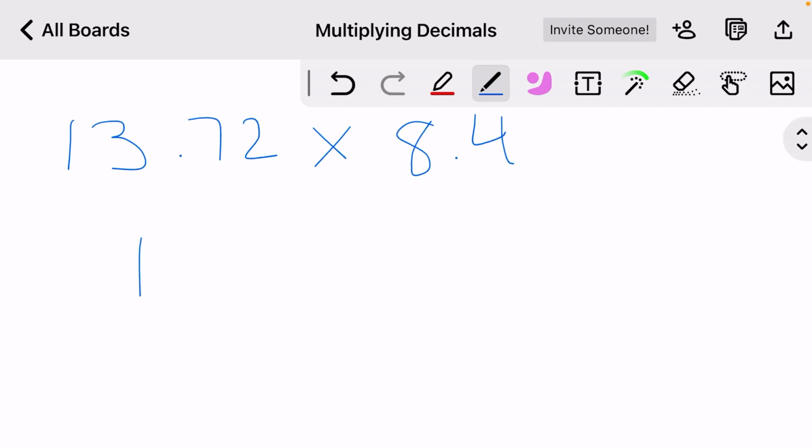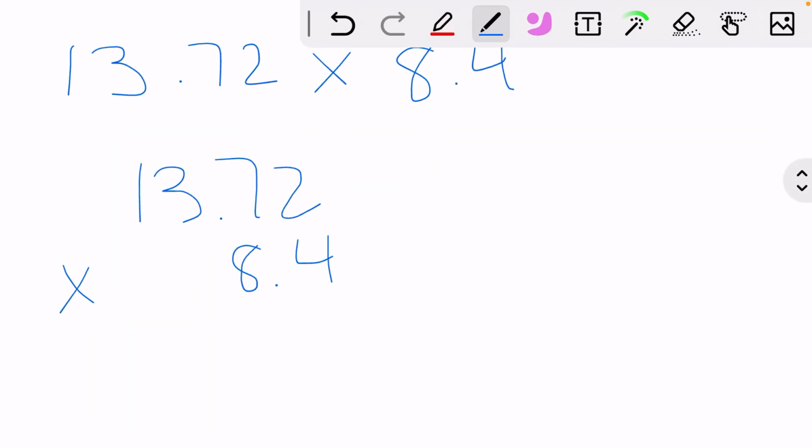So it's 13.72 times 8.4. Now that we have both of these vertically arranged, we can pretend right now like these decimal points are not even there. You don't have to pay any attention to the decimal points at this time. We can just multiply like they're not there. So let's go ahead and do that.